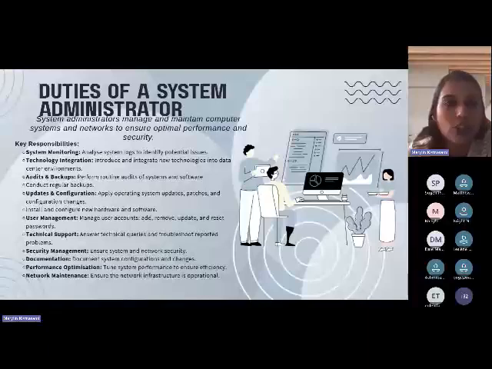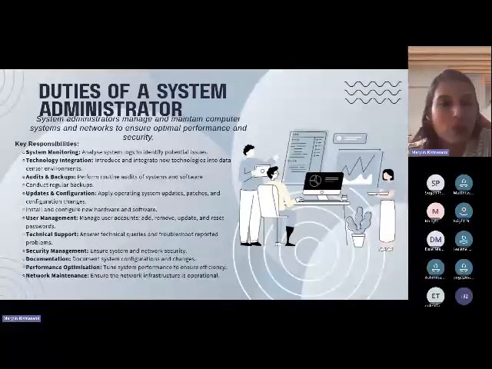Okay, are there any questions on duties of a system administrator? I know there was quite a lot to take in for the first lesson plan. But if there are any questions, I would like to open up the floor now. Any questions, clarity? Anyone would like to share anything from their experiences with what we've gone through in lesson plan 1?